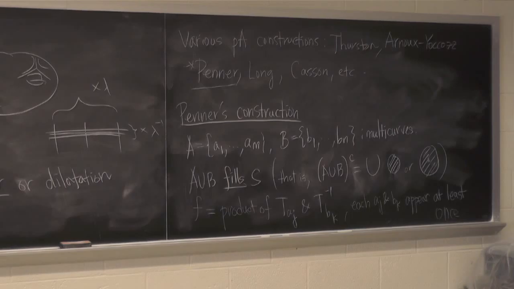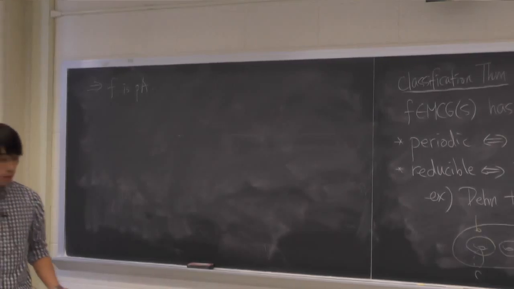Sorry, in what order are they written? Any order. Any order. Well, then what's the point of having them in two different classes? You're doing twists and inverse twists, the two different classes. Twists about the A's and inverse twists about the B's. Yeah. Okay. So then f is a pseudo-Anosov mapping class, any product, in any order.